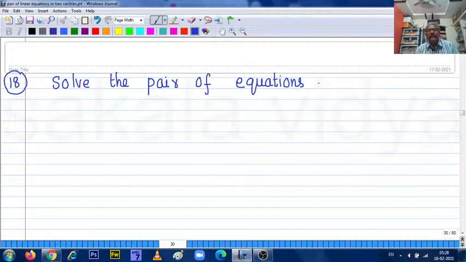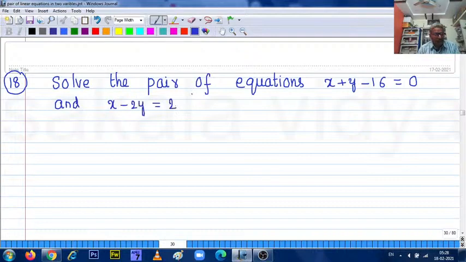Solve the pair of equations x plus 2y minus 16 equals 0 and x minus 2y equals 2 by substitution method.